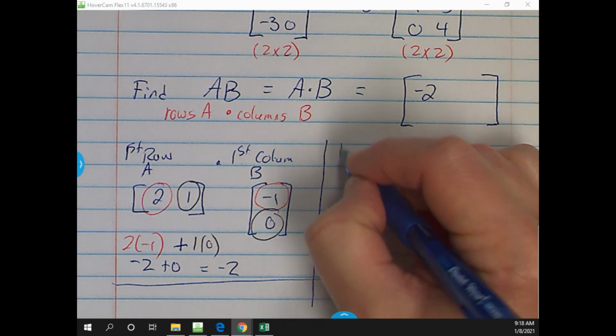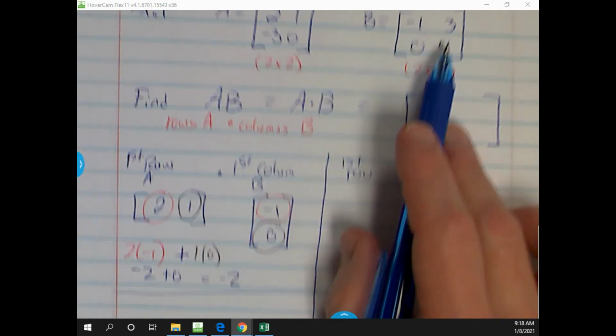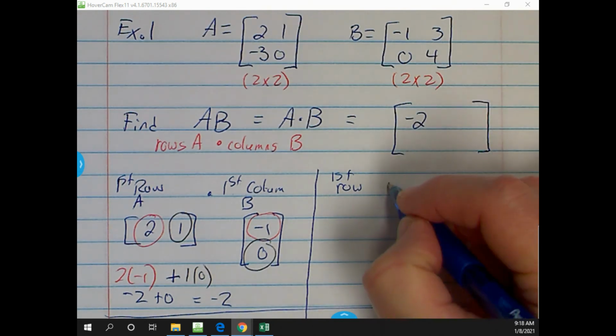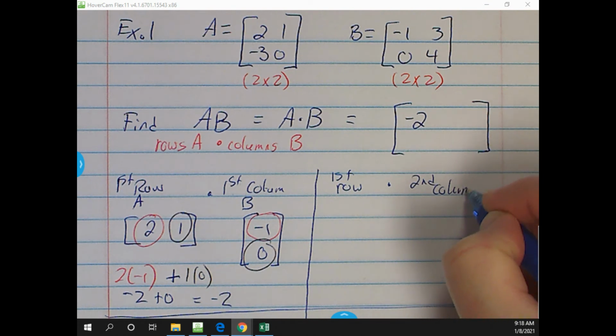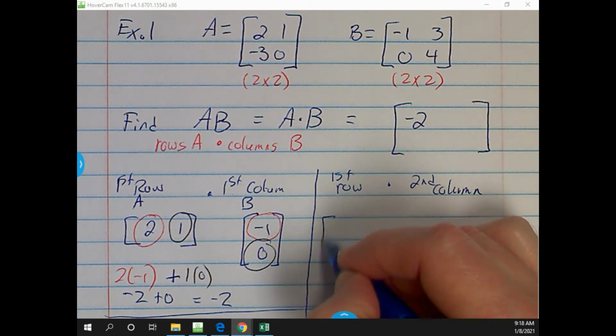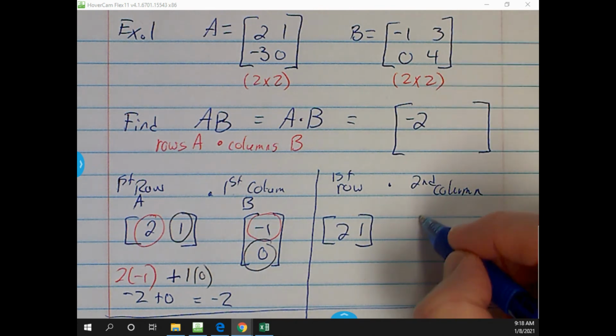Okay, so after we do that one, now we're going to do the first row of A, and there's one more column that we have up here. So now we're going to multiply this times the second column. So we're still going to do 2, 1. But now we're multiplying by the second column, so that's going to be times 3, 4.